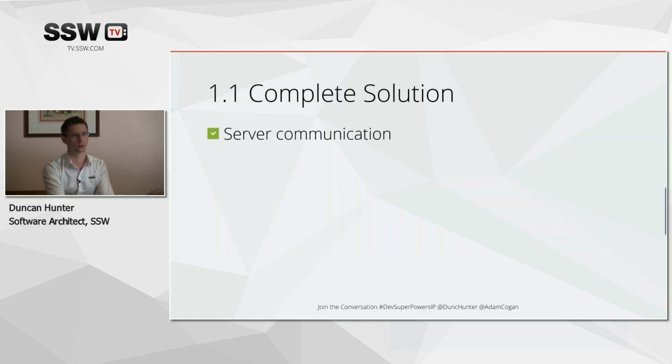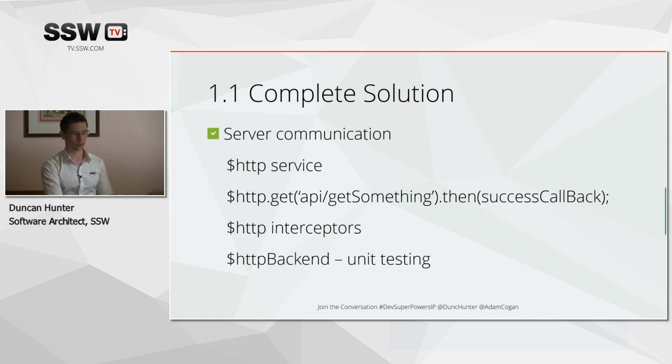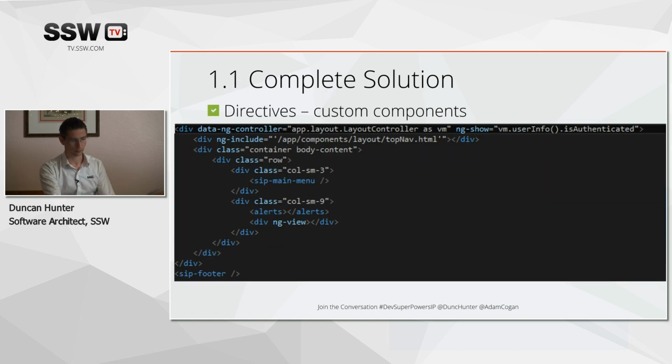We get lots of services with Angular. This is just one example. We get the HTTP service. So we get this nice syntax like this for doing a GET request and then handling the promise that comes back. We get interceptors, so we can manage route change success or those sorts of things. And we get the HTTP backend for doing unit testing. So this is just an example of why Angular is so popular. You get so much out of the box.